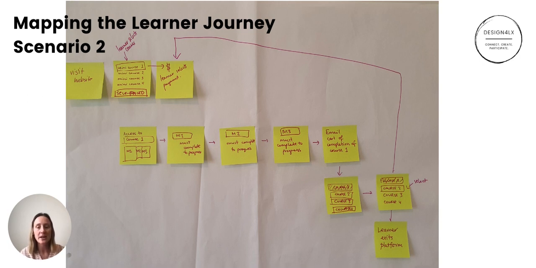Then they get an email of completion, and then they're shown the other courses. Course 1 is grayed out because they've completed that, and then they can choose course 2, go back, pay, and get the modules again, or they can exit the platform. So with this map, what does it highlight? Just looking at it, it's very automated. It's asynchronous, self-paced. That's great, but how would the learner think and feel during this process?